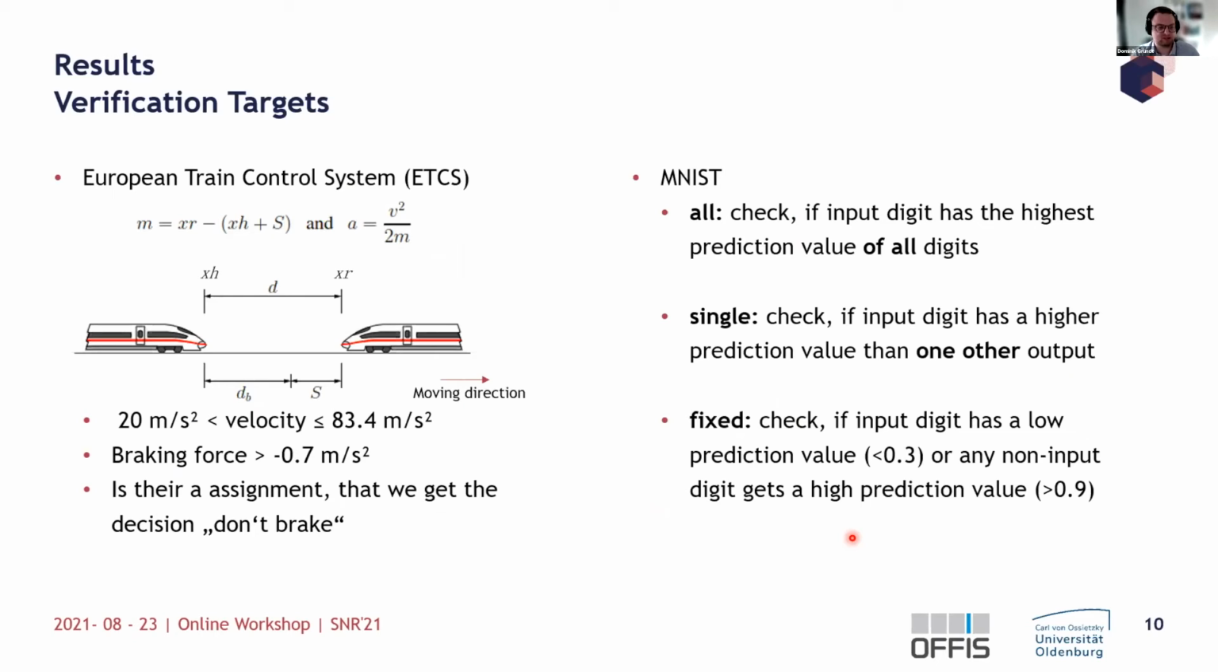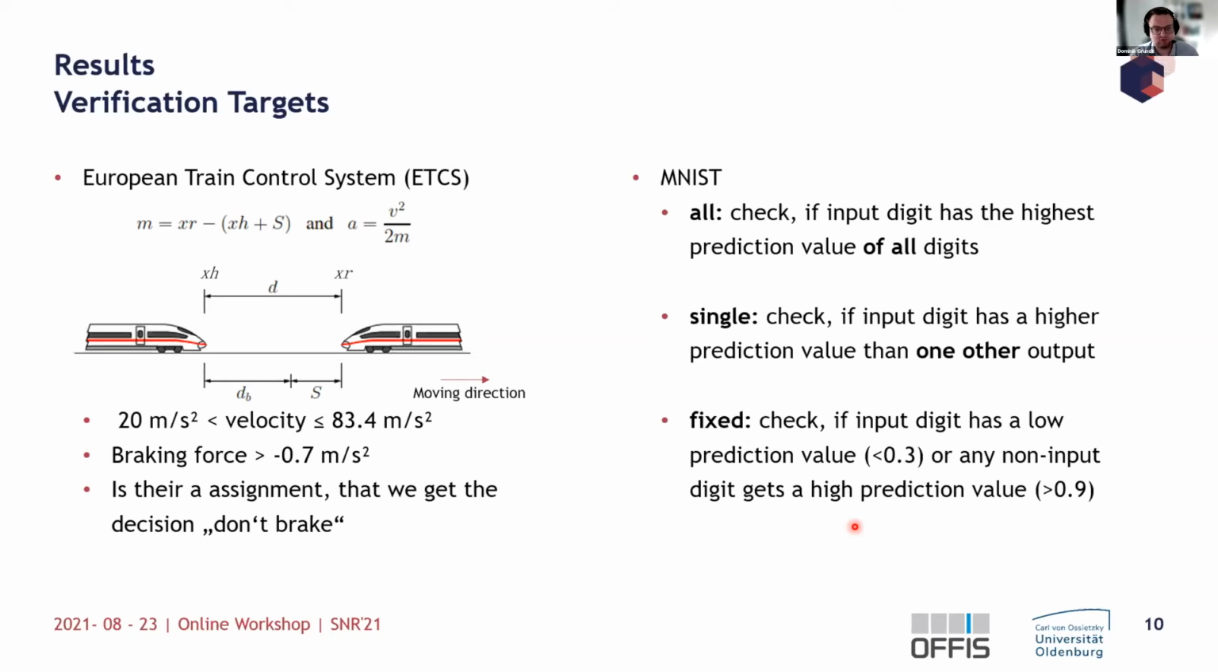And further, we want to focus also on verification, and a little bit more on safety verification. For the ETCS model, we set the velocity between 20 meters per second and 83.4 meters per second, which is from the data sheet of the ETCS model. And we have said, okay, we have a braking force higher than minus 0.7 meters per second, which violates the safety property, and we ask: is there an assignment where we get the decision don't brake, even though we are violating the safety property?